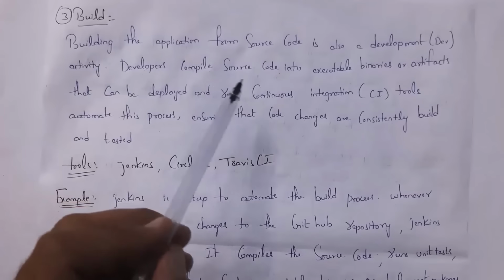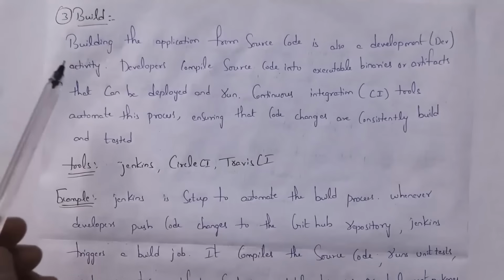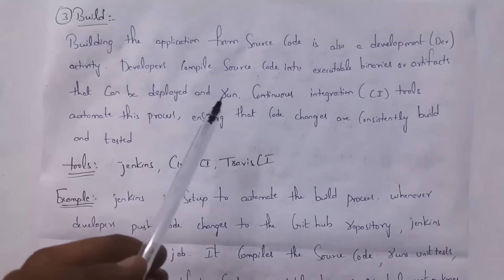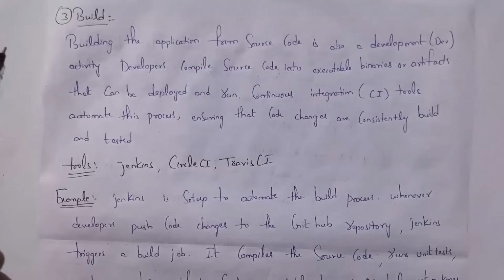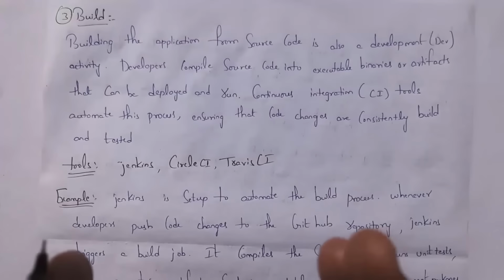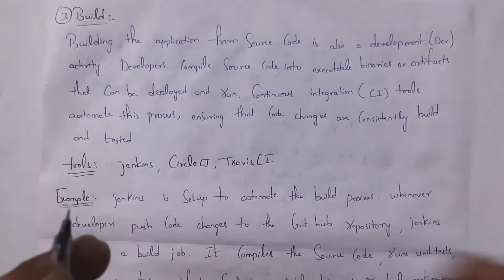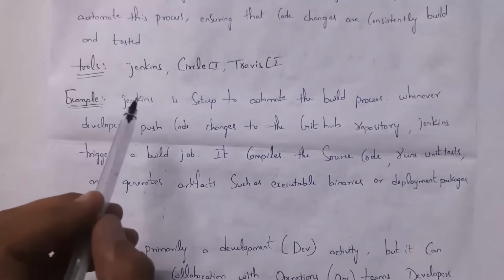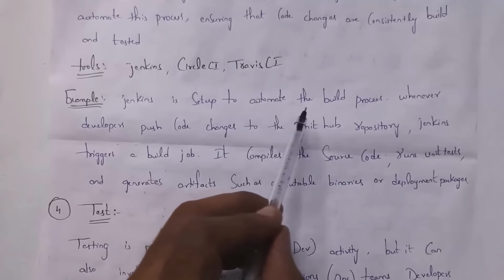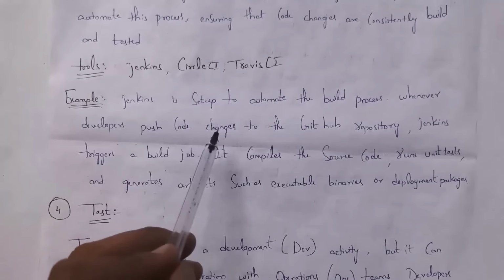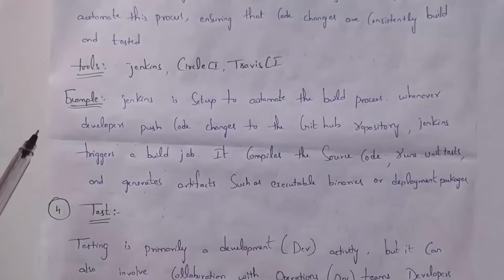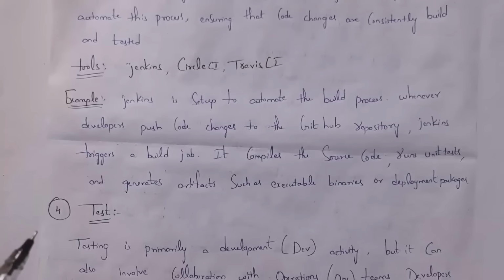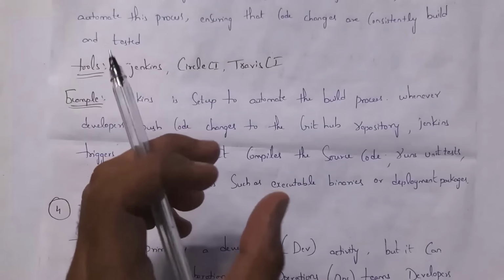Developers compile source code into executable binaries or artifacts that can be deployed and run. They will run on the server. A continuous integration tool automates this process. This process is continuously automated by using continuous integration tools. Whenever a developer adds any new code, that is continuously built and tested. So an example is the Jenkins tool. Jenkins is set up to automate the build process. Whenever developers push code changes to the GitHub repository, whenever a developer makes any changes in GitHub, Jenkins automatically gets that notification. Then Jenkins will automatically compile that code and test that code, and that will create artifacts or packages for deployment.